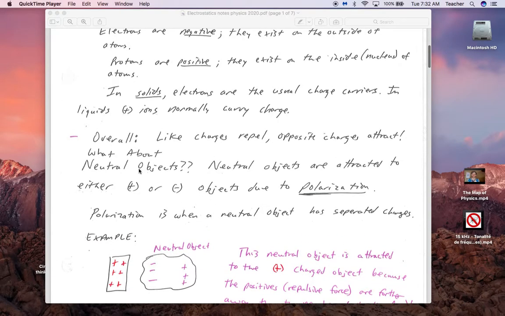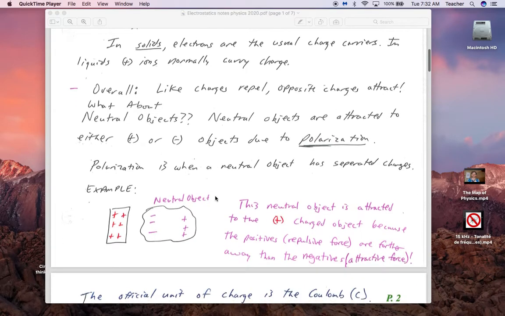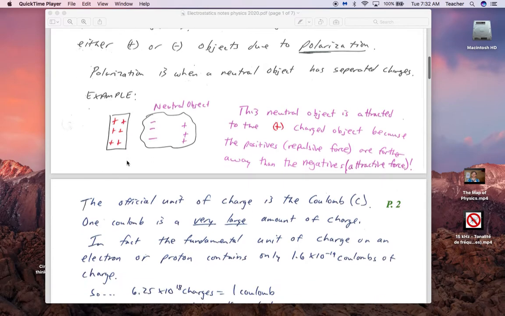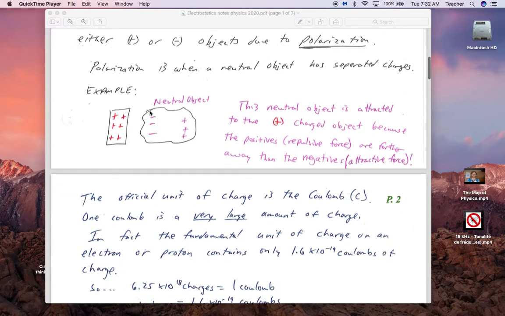So what about neutral objects? Objects that are neutral are attracted to either positive or negative objects due to a property called polarization. So that's when a neutral object has separated charges. So for example, if this is a positively charged object, and you can get charging by rubbing things on something else, we demonstrated that in class, then if this allows the charges to flow in it to even some extent, the negatives or opposite charges will be attracted, the positives or like charges will be repelled.